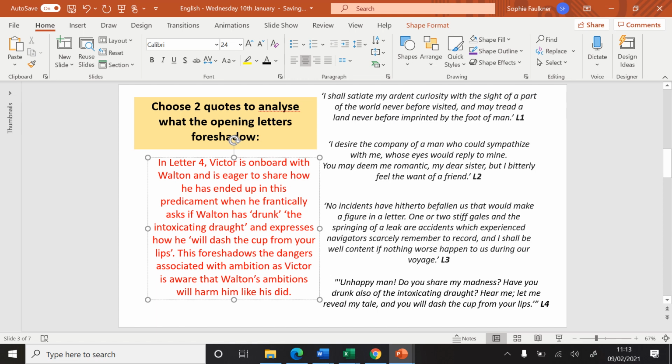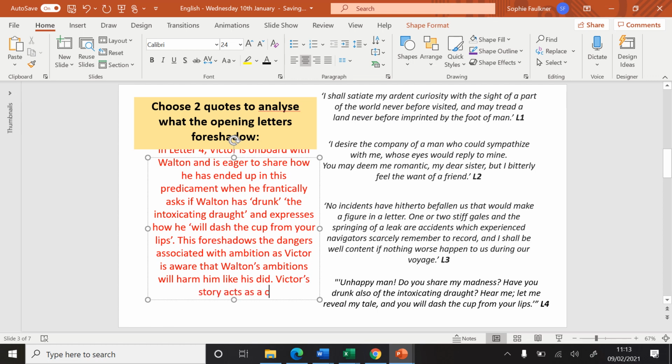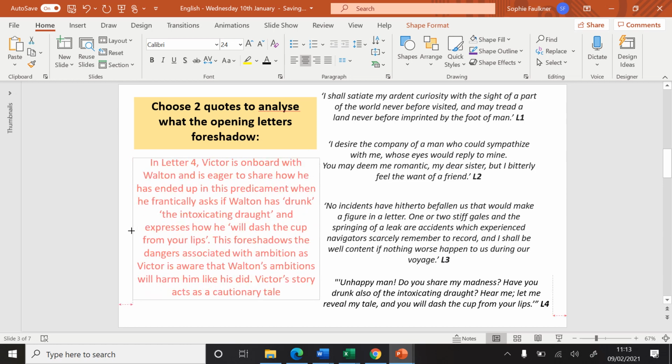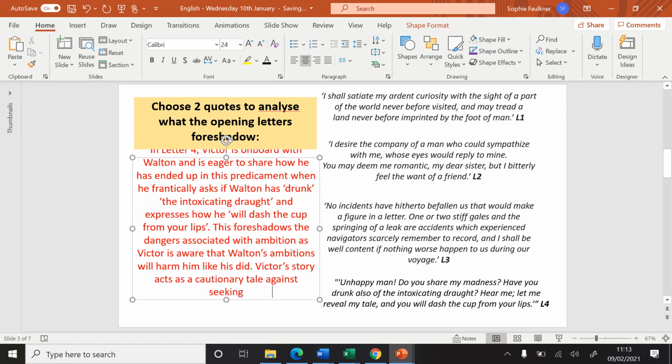And I'm going to introduce you to the idea here of a cautionary tale. Victor's story acts as a cautionary tale. A cautionary tale is a story with a moral message. So you could say that a fable is a cautionary tale. It always has a moral message. Victor's story acts as a cautionary tale against seeking glory and power.